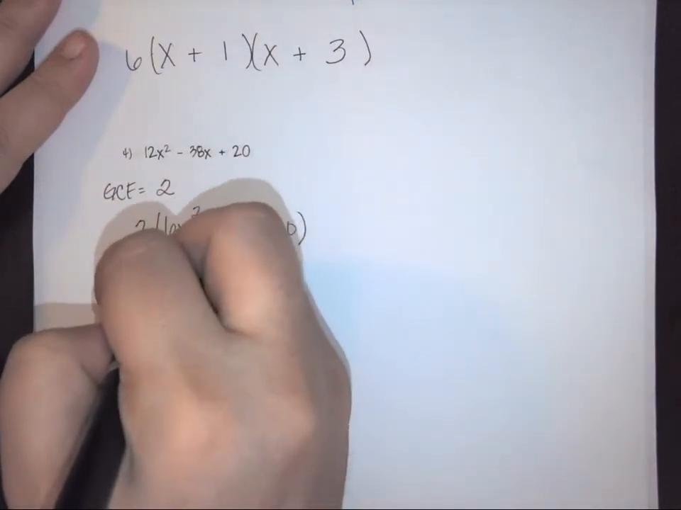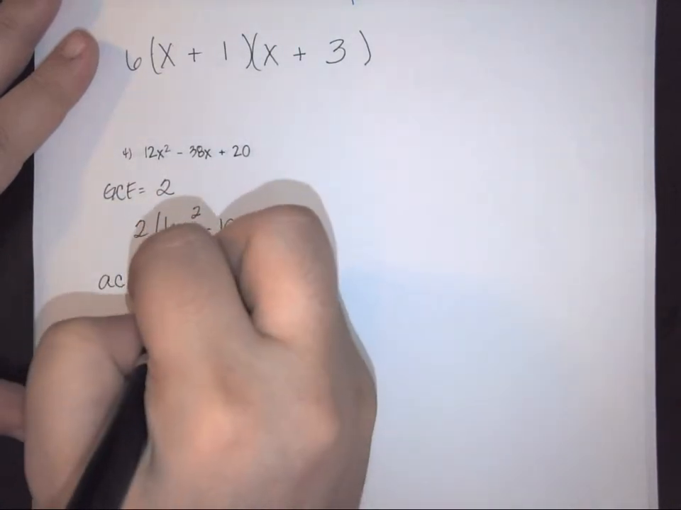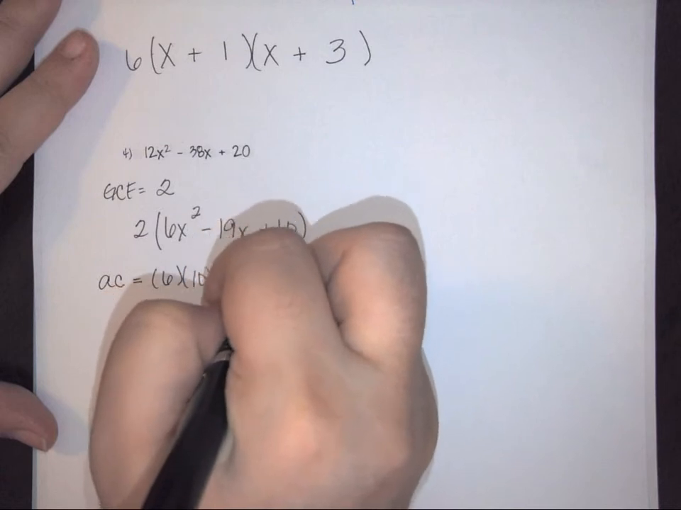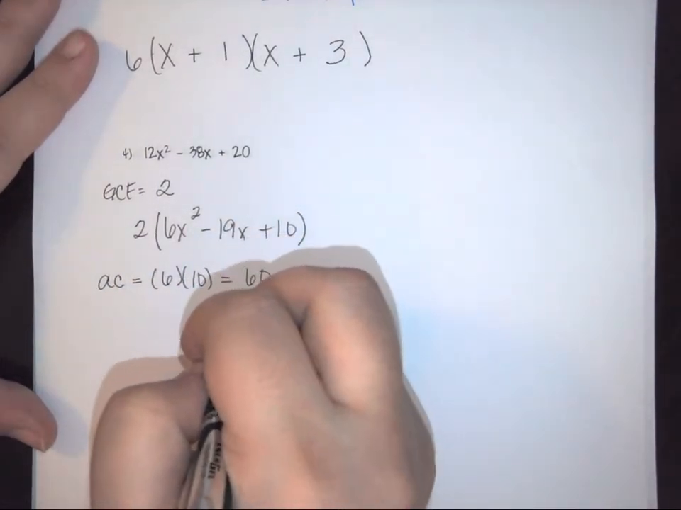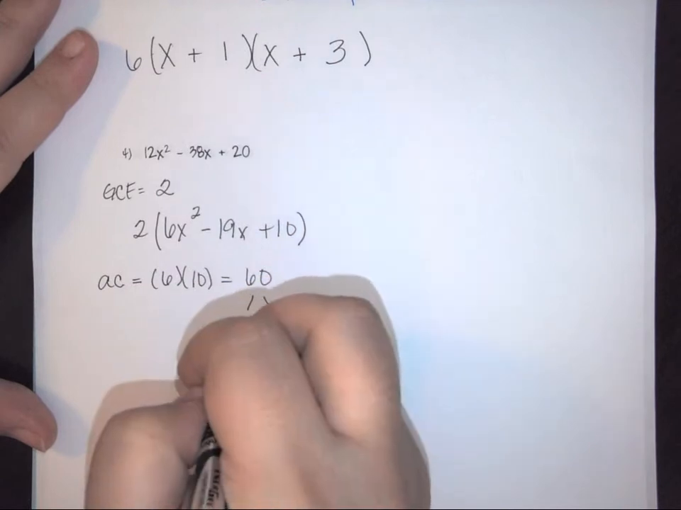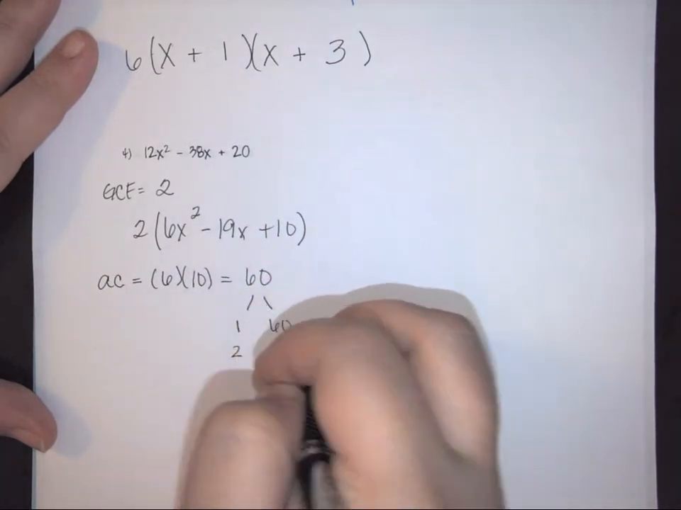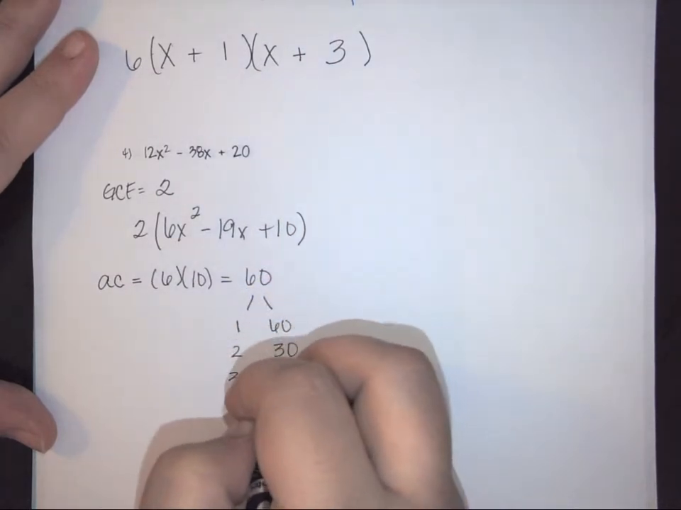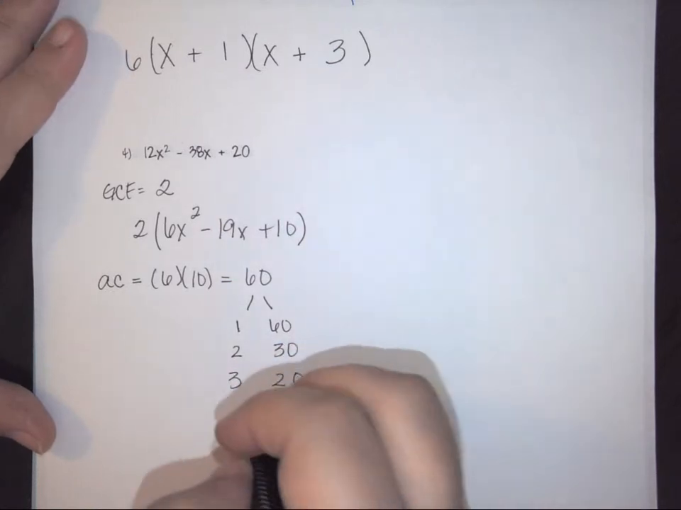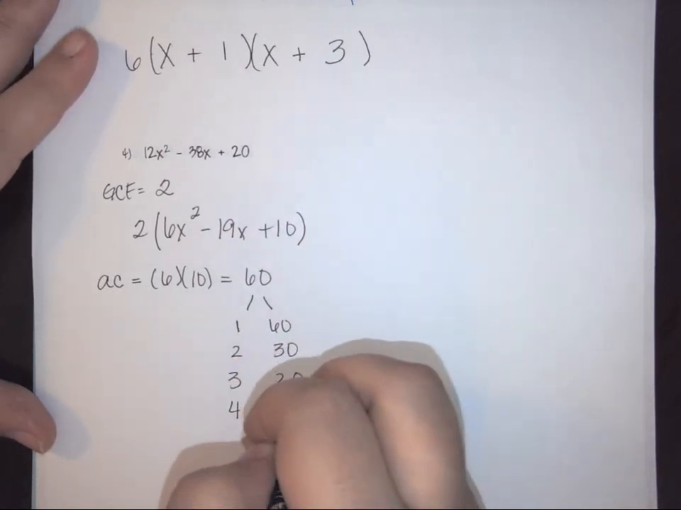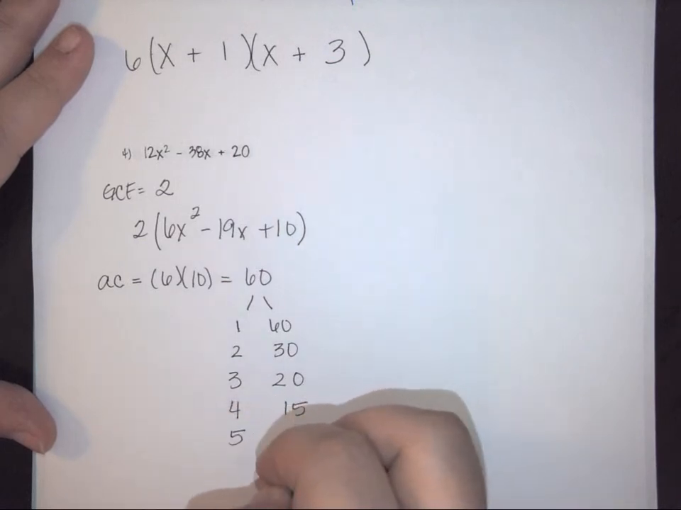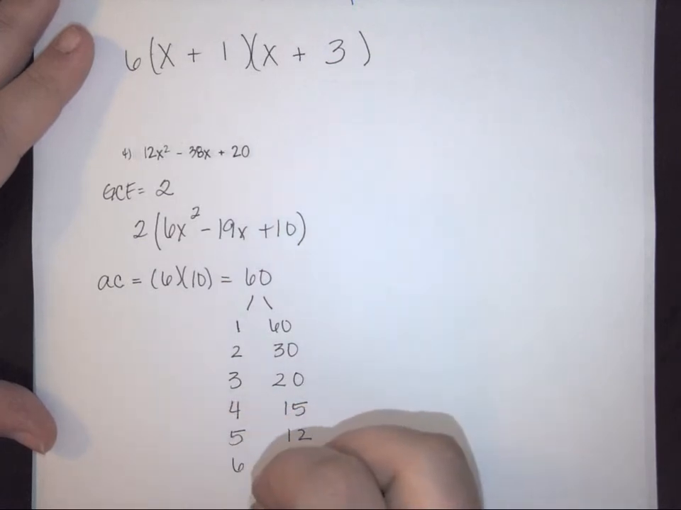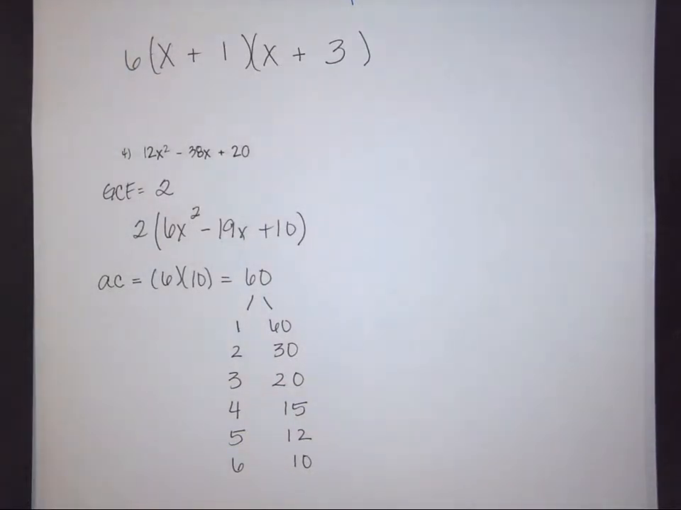So that says take your first term times your last term, which gives you 60. Find all your factors of 60. So I've got 1 and 60. I've got 2 and 30. I've got 3 and 20. I've got 4 and 15. I have 5 and 12. 6 and 10.